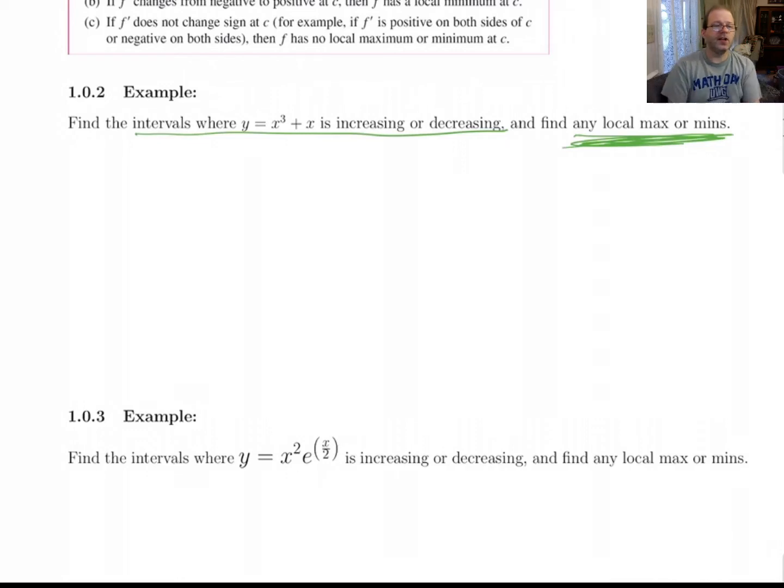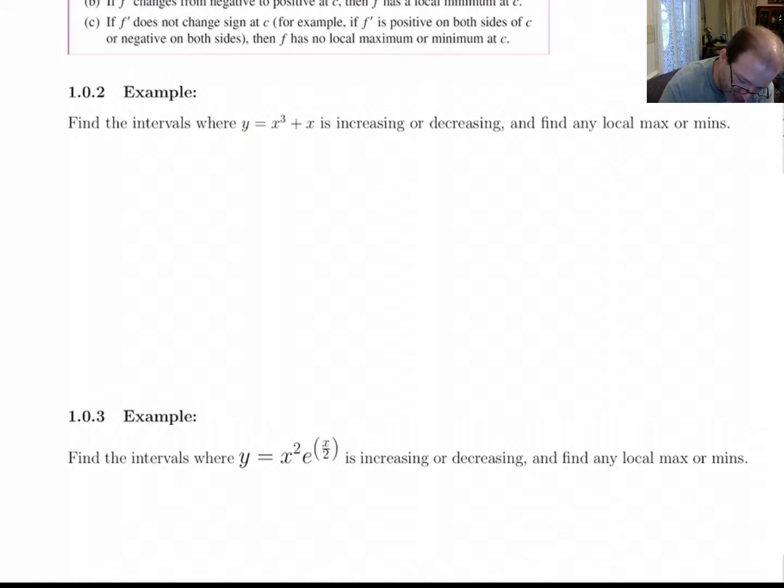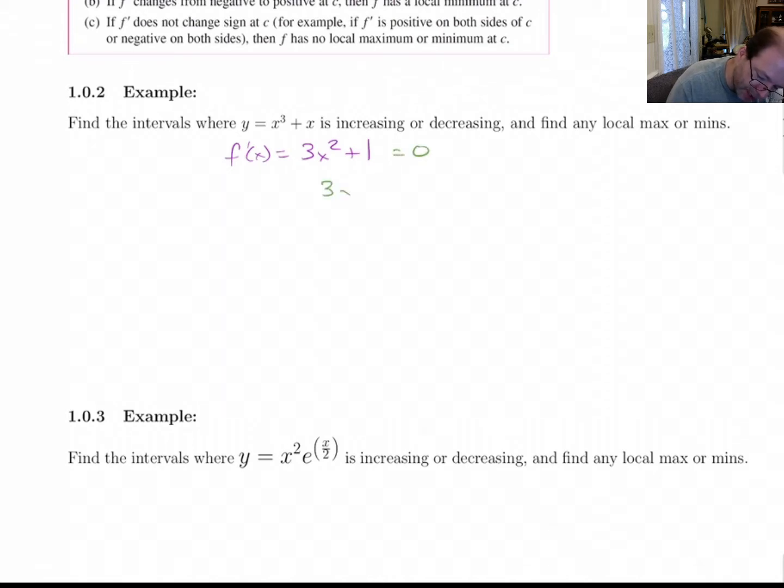All right, let's look at this example. Find the intervals where x cubed plus x is increasing or decreasing, and find any local max or mins. All right, so let's do that. My derivative is going to be f prime of x is 3x squared plus 1. Now, if I set that equal to 0 and solve, I get 3x squared equals negative 1, and so this thing has no solution.